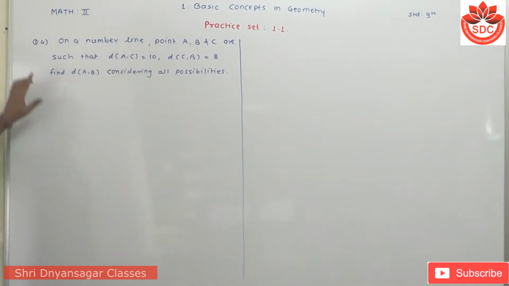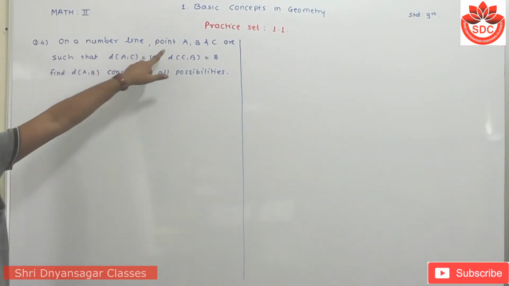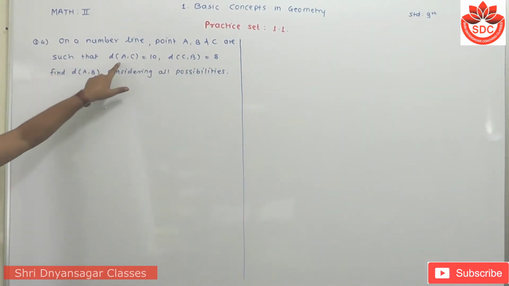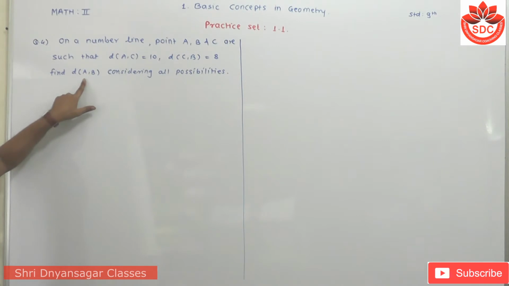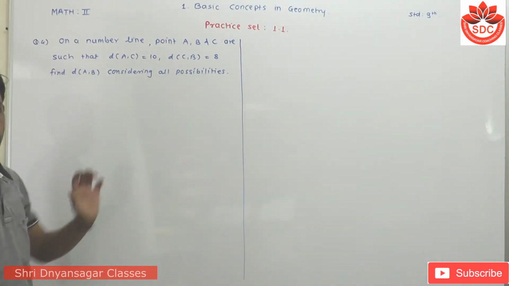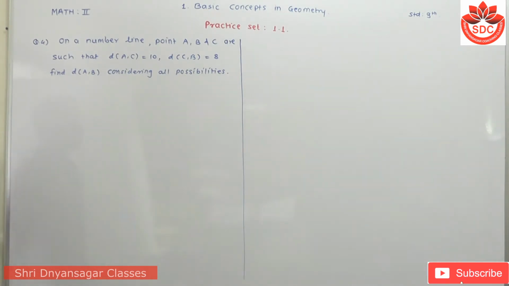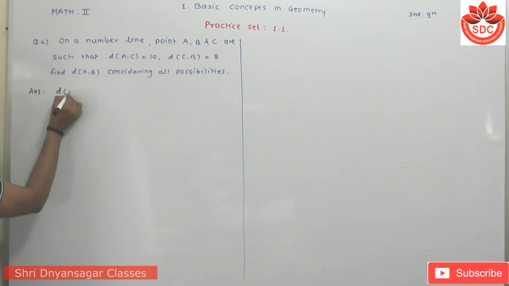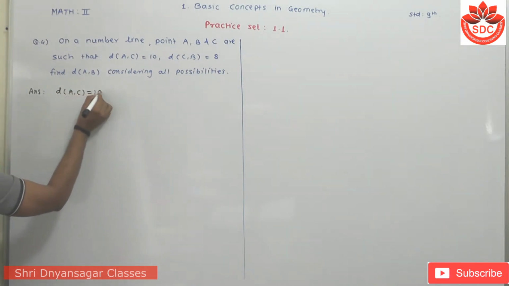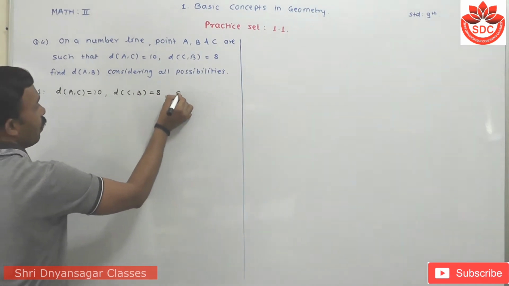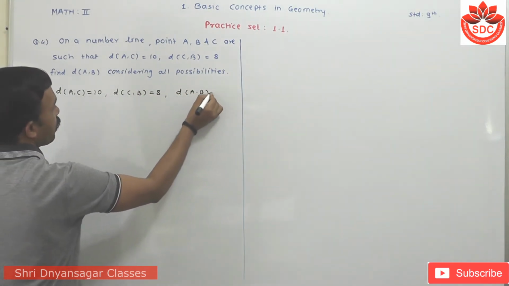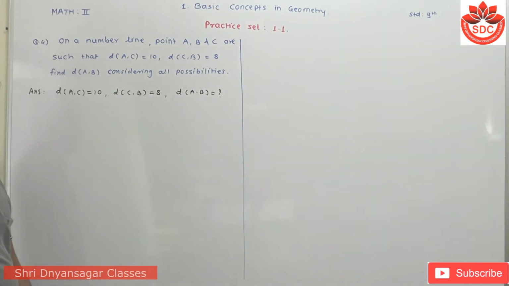The next question is question number 4. On a number line, points A, B, C are such that the distance of AC is 10 and the distance of CB is 8. Find the distance of AB, considering all possibilities. This means you have to consider the betweenness property here. First, the answer: given that the distance of AC equals 10 and the distance of CB equals 8, we have to find the distance of AB by considering the possibilities.